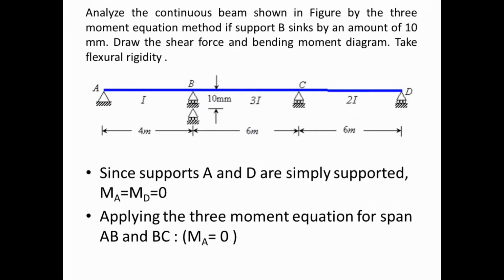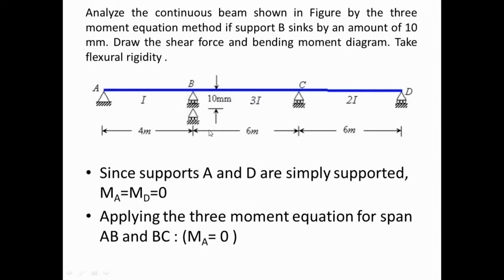In this beam, if you read the statement: analyze the continuous beam shown in the figure by the three moment equation method. If support B sinks by an amount of 10 mm, draw the shear force and bending moment diagram. Take flexural rigidity EI as given in the diagram. E is the same, but the I value is different. I is 1I for span AB, 3I for span BC, and 2I for span CD.